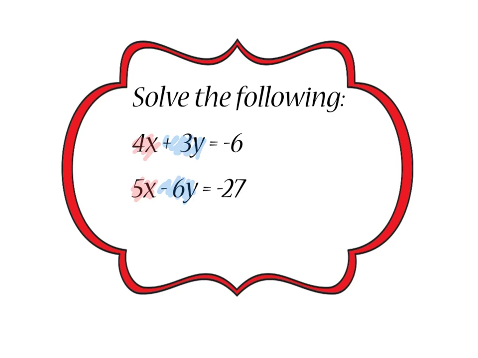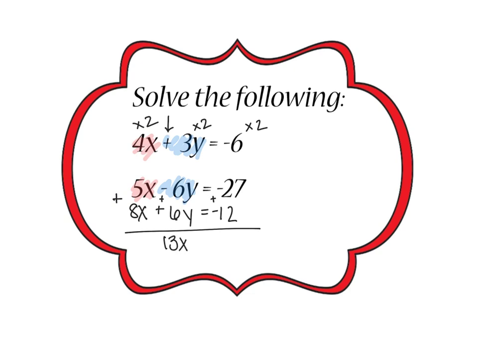When I solve this system of equations, I can see that I have the positive and negative here, but I have 3 and 6. So I can easily make this 3 a 6 if I multiply by 2. So I'm going to multiply the entire top equation by 2. I get 8x plus 6y equals negative 12. Then when I add the two equations, I get 5 plus 8 is 13x. This negative 6y plus 6y will cancel, and negative 27 plus negative 12 will get me negative 39.